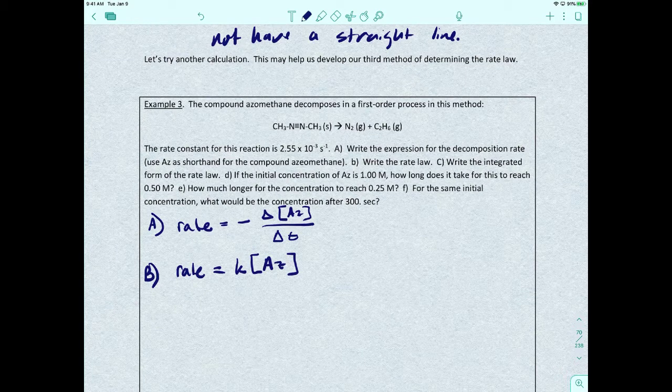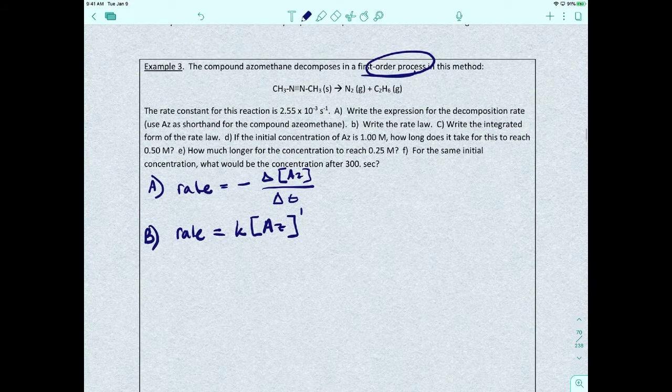Now, we're going to assume, however, well, we don't have to assume because we're actually told it's a first order process, so that means this is going to be raised to the first power. So we know that the exponent is 1. Nice. All right. So that's part B.